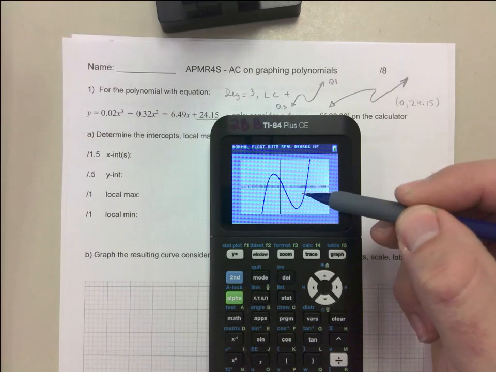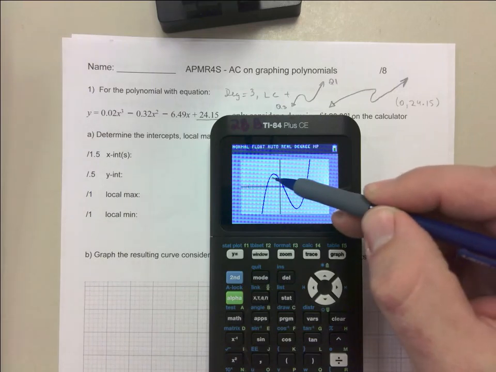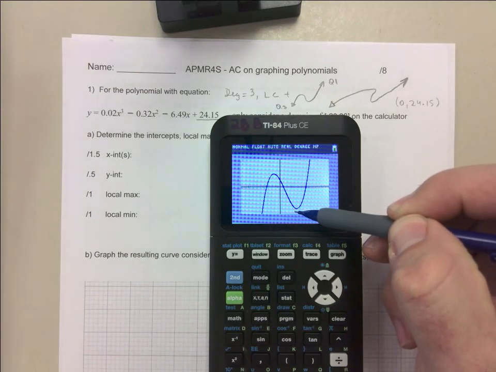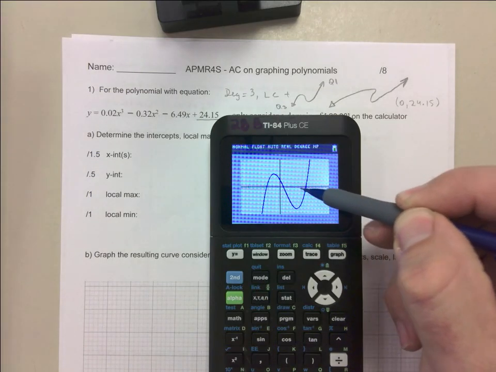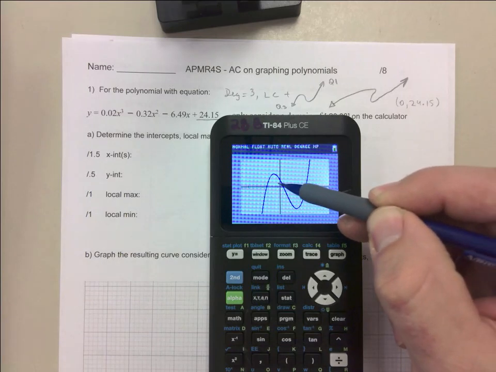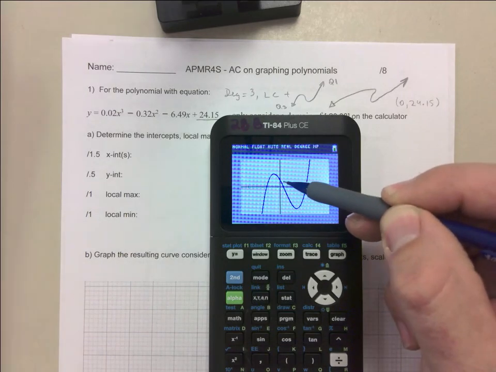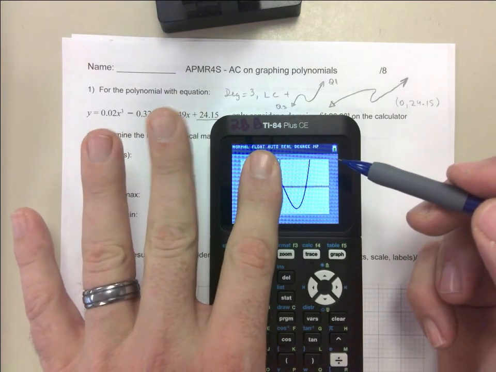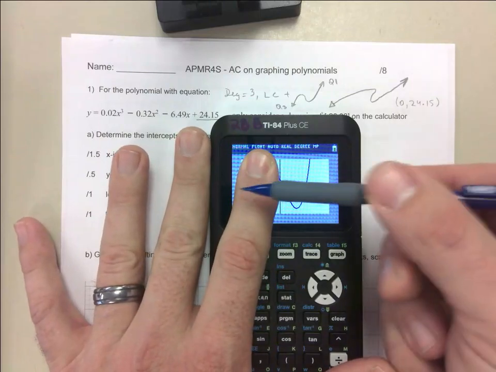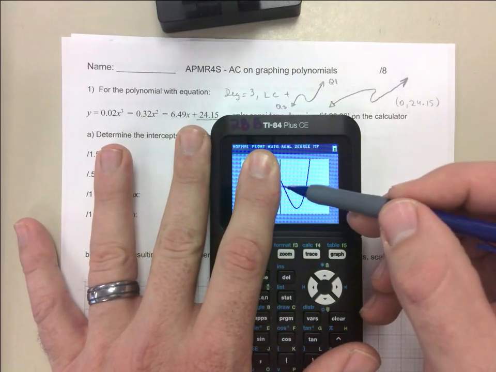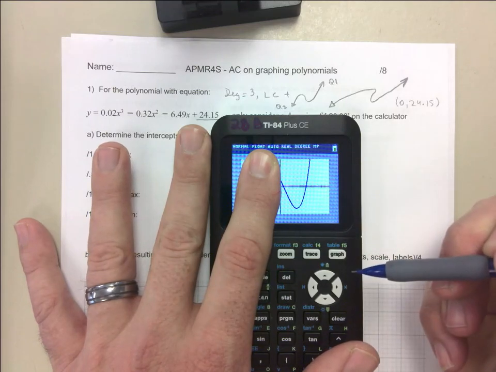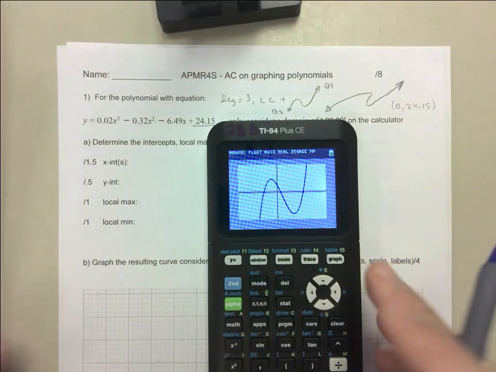I can find everything. So my strategy would be find the local max, find the local min, find the 3 x-intercepts, and find the y-intercept. Right now it's not a word problem, right? If this had been a word problem, then we would most likely not worry about what's to the left. We would just worry about this section right here. Okay, but for us, we include everything.